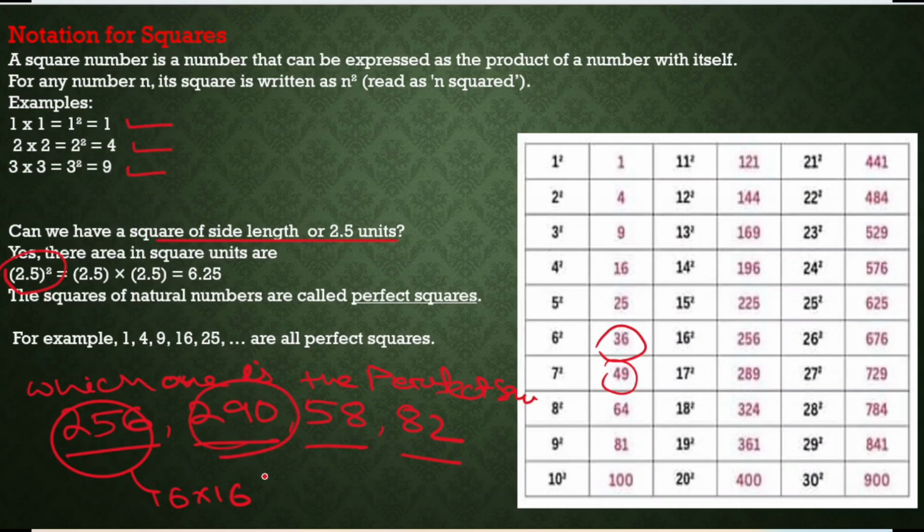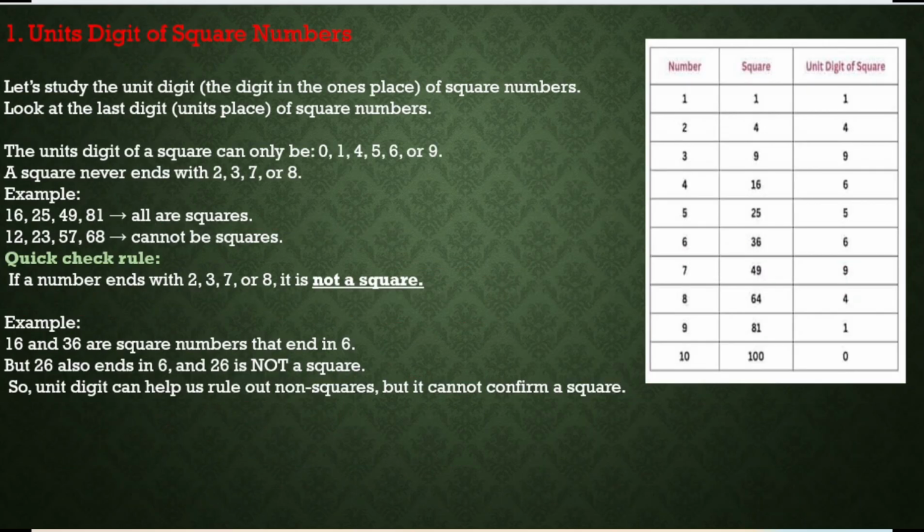But 290, there is no such number, two numbers. Similarly, you multiply two same numbers, you don't get 290. Okay, no 58, no 82, so 256 is your answer. Clear? So definition: the square of a natural number is called a perfect square. Clear? Next, the unit digits of square numbers.